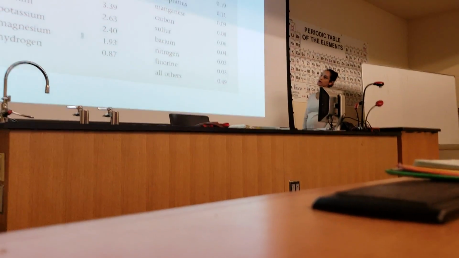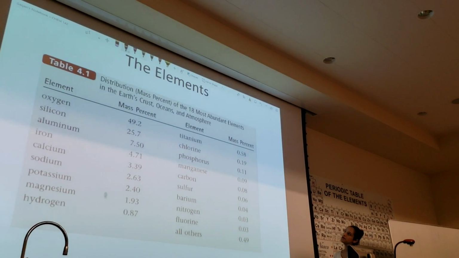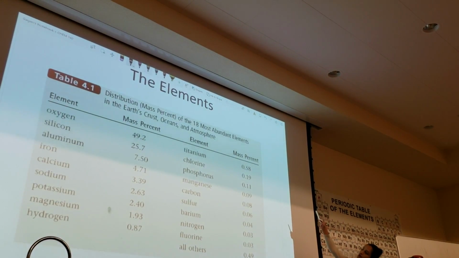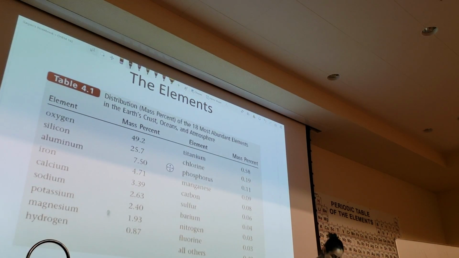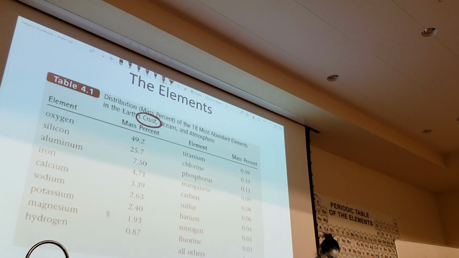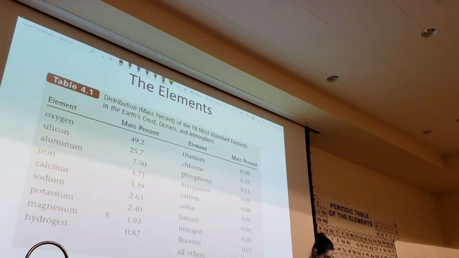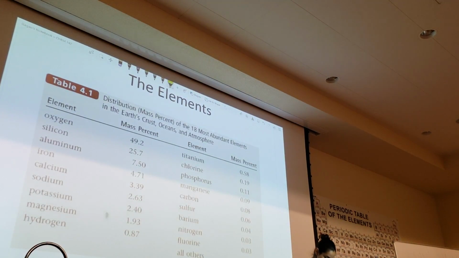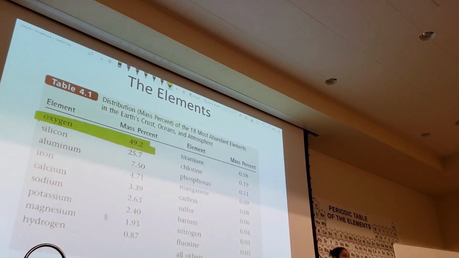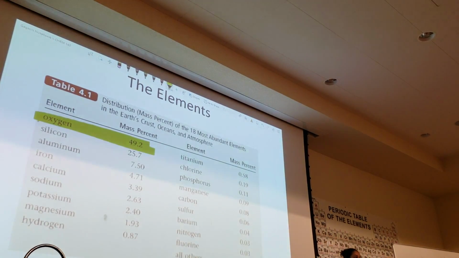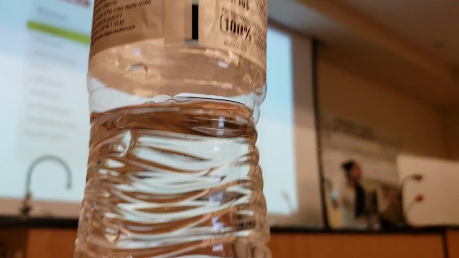These are just some cool percentages to look at. This is the most abundant elements on Earth. Looking at the crust, the oceans, the atmosphere, the air, you'll notice oxygen is the highest. Now that's not coming from air, because the most dominant gas in air is what? Nitrogen. It's nitrogen, not oxygen, yeah.